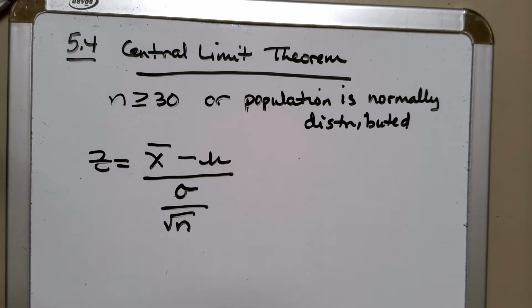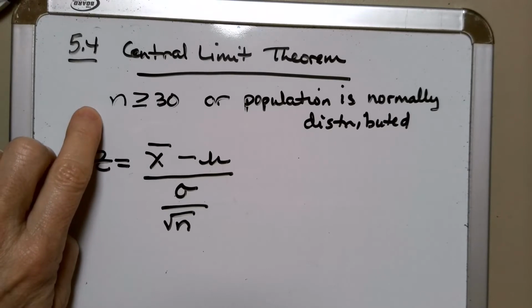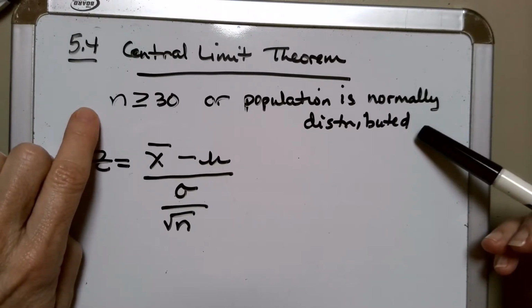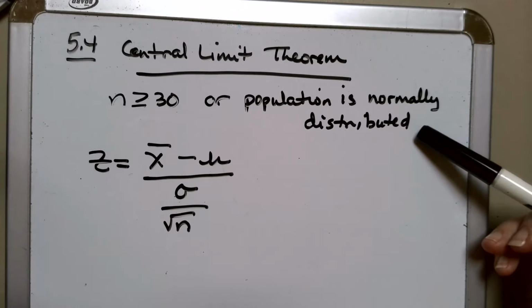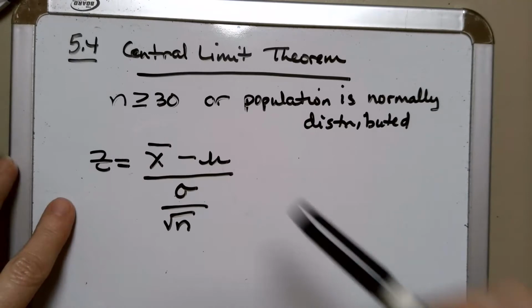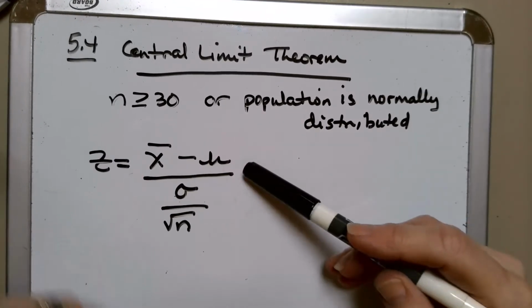So in section 5.4, we're going to work with the central limit theorem. And we use that if we have a sample size of 30 or greater, which is considered a large sample, or the population we're drawing from itself is normally distributed. And when we use the central limit theorem, there's a very long explanation, but basically it allows us to compare the mean of a sample, x bar, to the mean of a population.